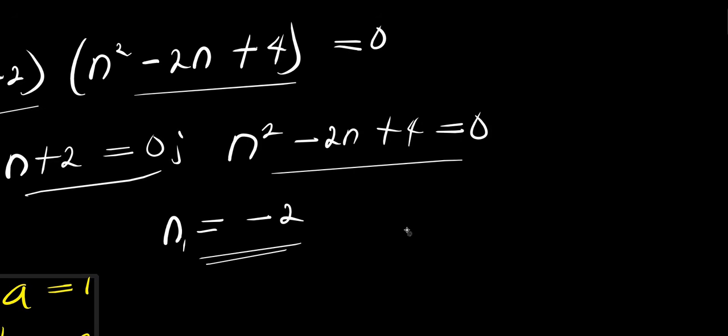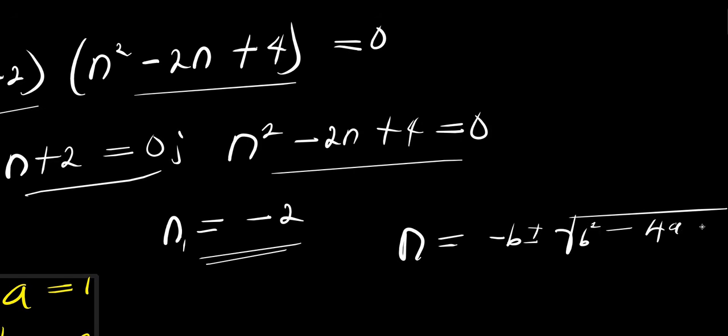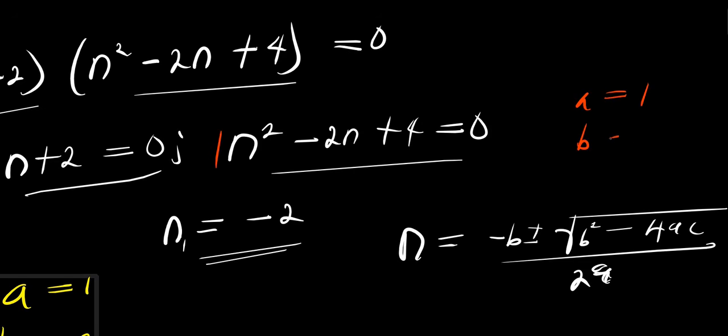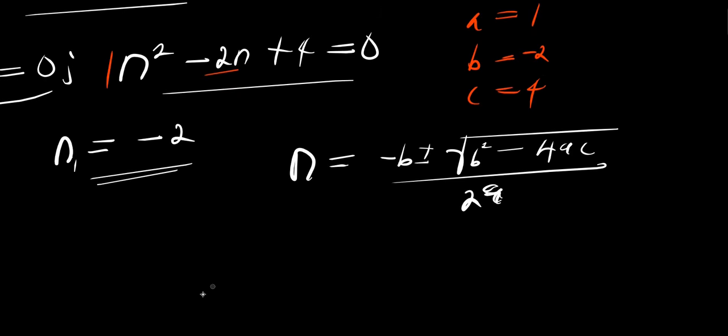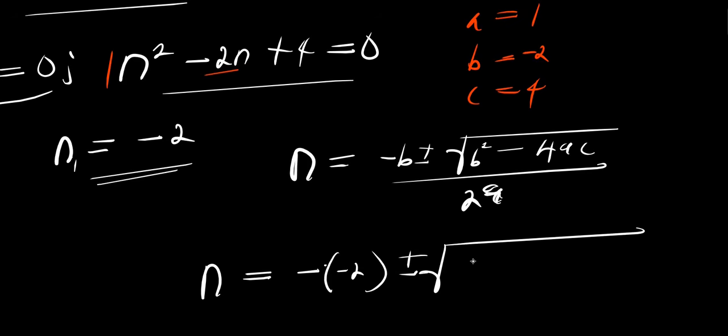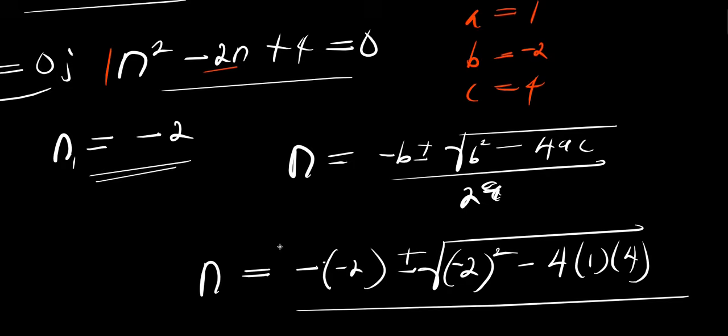We write the formula in respect to n. We have n equals -b plus or minus square root of b squared minus 4ac, divided by 2a. So right now, I can have a equals 1, which is the coefficient of n squared. b equals -2, which is the coefficient of n. And c equals 4. So let's insert it into this identity. We have n equals -b, that is negative times -2, plus or minus square root of b squared, that is -2 to the power of 2, minus 4 times 1 times c, that is 4. And this is divided by 2 times a, that is 2 times 1.